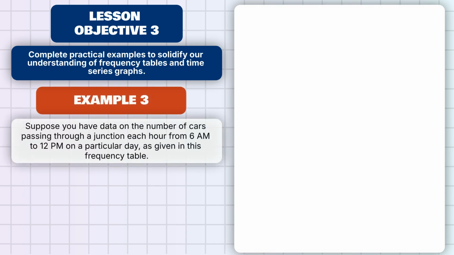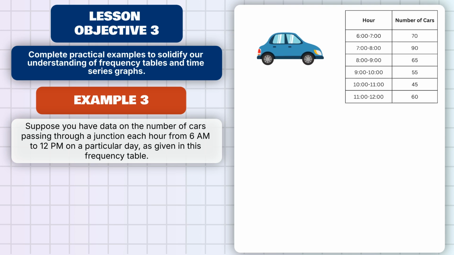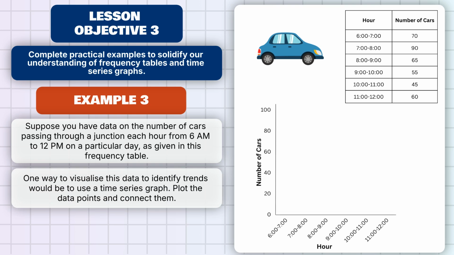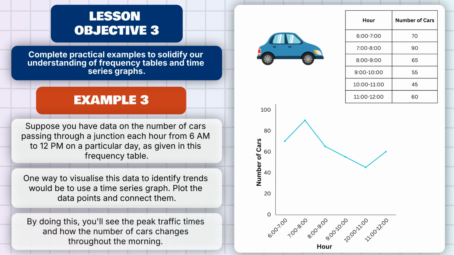Suppose you have data on the number of cars passing through a junction each hour from 6 a.m. to 12 p.m. on a particular day, as given in this frequency table. How can we visualize this data to identify trends? One way would be to use a time series graph. Our x-axis would be the hours from 6 a.m. to 12 p.m., and our y-axis would be the number of cars. Plotting the data points and connecting them gives us this time series graph. By doing this, you'll see the peak traffic times and how the number of cars changes throughout the morning.